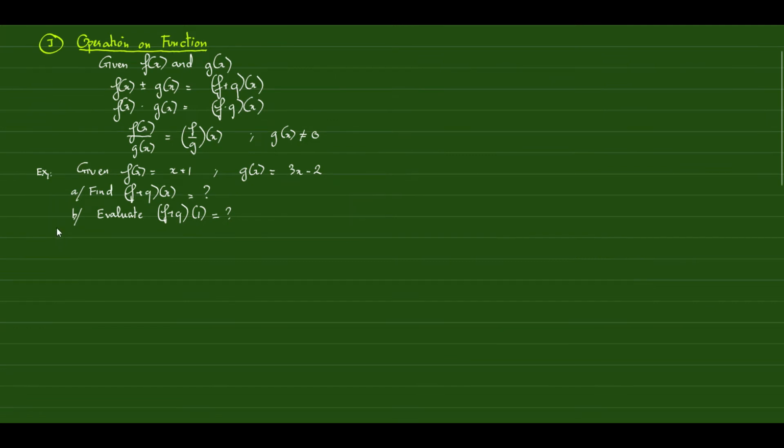Answer. Part A will be easy because we want to find the function of the sum. So the function of the sum, according to the definition, will be the sum of two functions. So basically you just add them up.